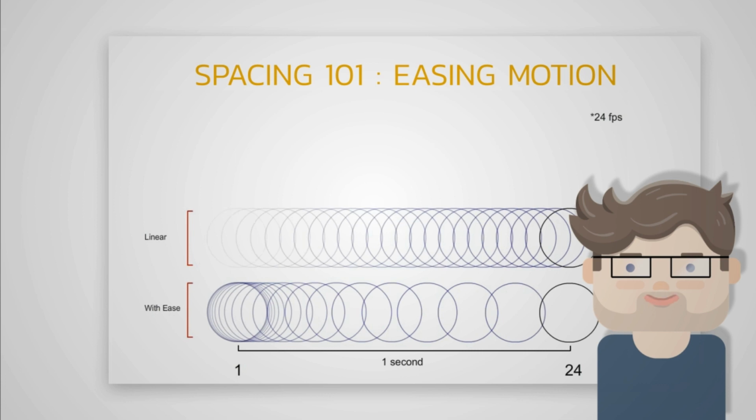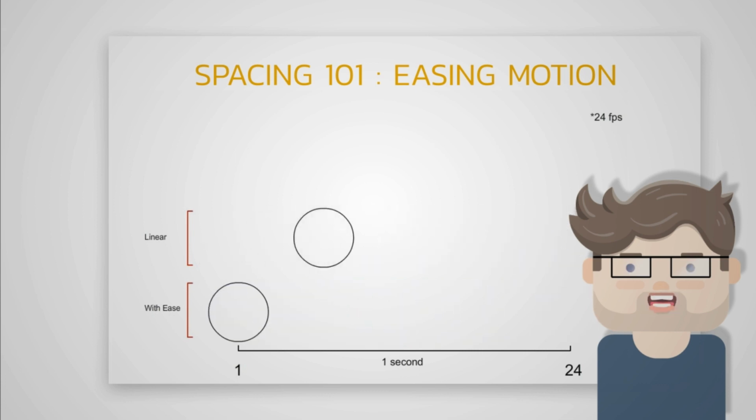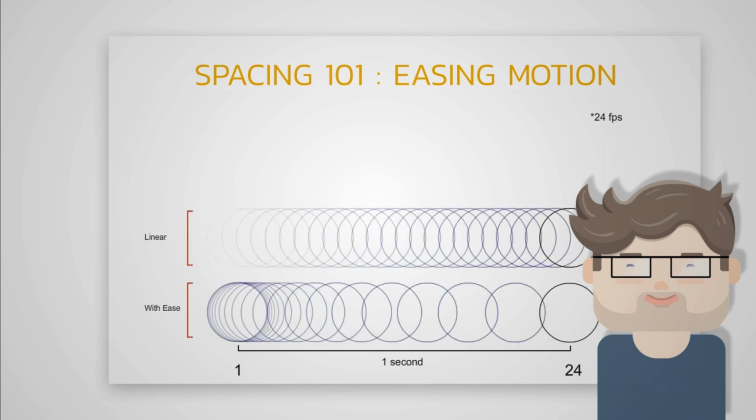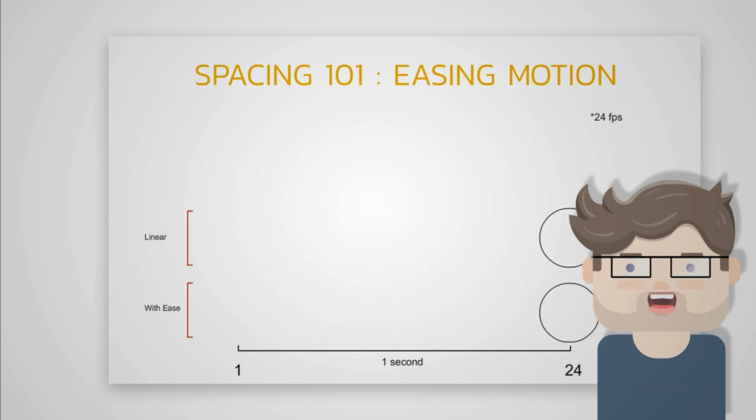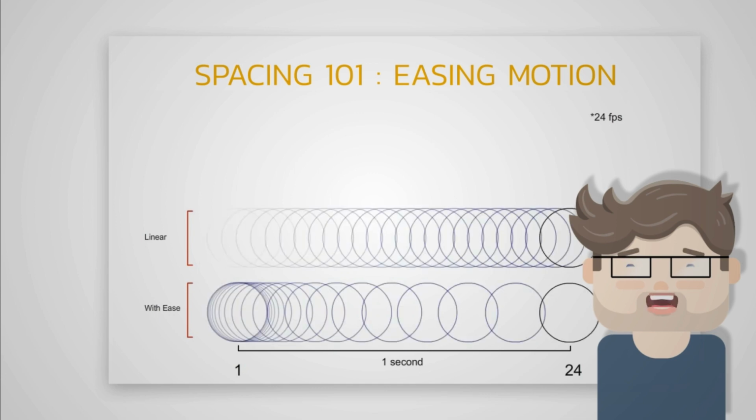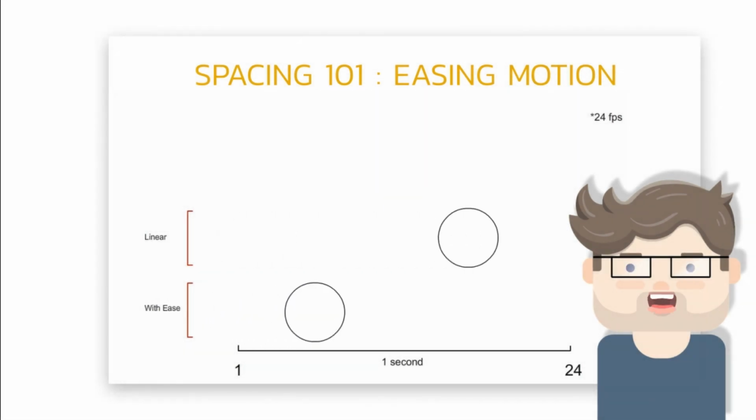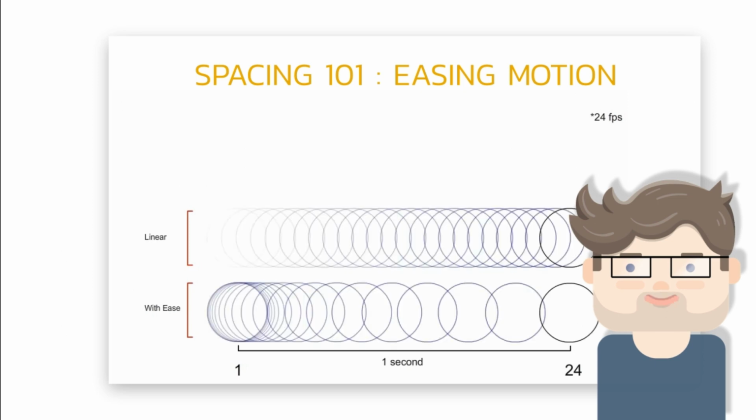The reason is spacing. The top circle moves at a linear, constant speed, which means all the frames are evenly spaced. The bottom circle animation, however, moves with an ease. Some frames are spaced closer together at the beginning, which will make it appear to move slower at the start and speed up near the end. This is done to show acceleration.